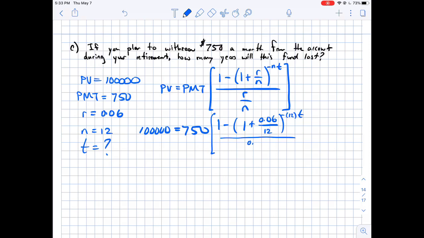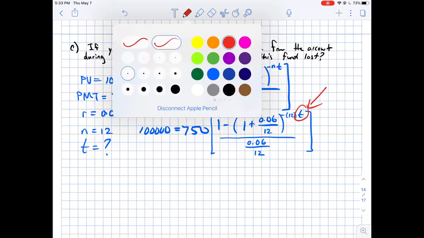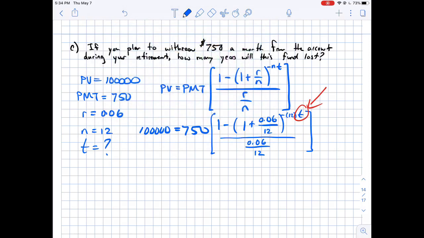Now, unfortunately, not knowing t here is going to make this algebraically a little bit more difficult. You'll notice that t, which we're trying to solve for, is right here in the exponent. So that means we're going to need to use a logarithm at some point to get it out. But until that point, we're just going to work on simplifying the algebra. So first off, let's bring this over to the left-hand side. We're going to multiply both sides by 0.06 divided by 12. And that means that on the left-hand side, we have 100,000 multiplied by 0.06 over 12.